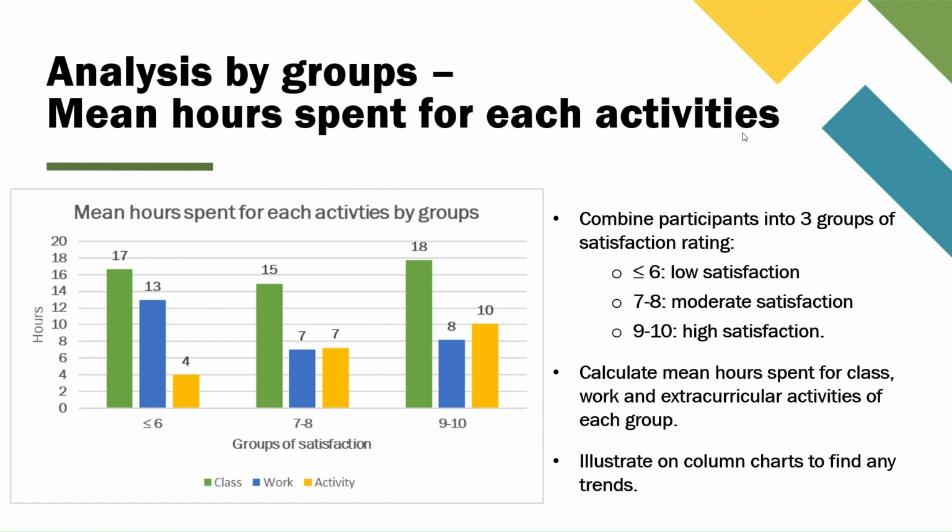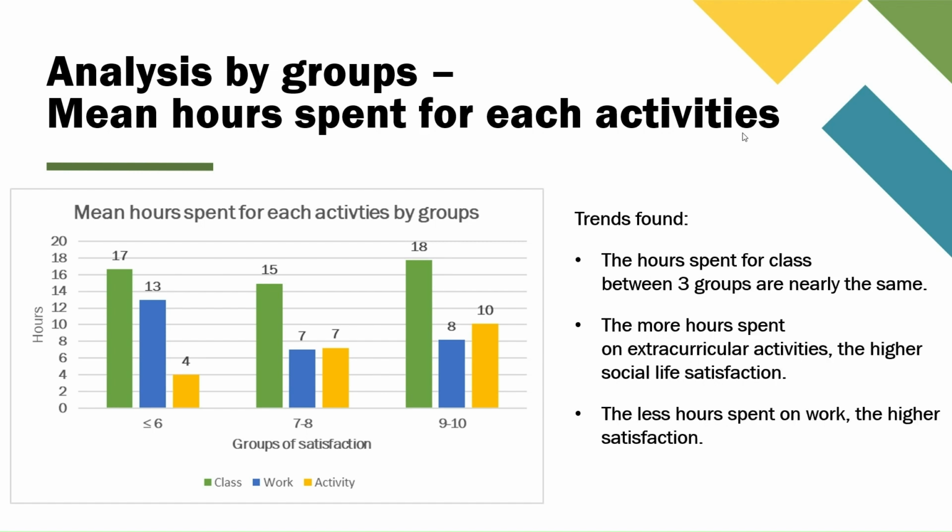The second step, we calculated the mean hours each group spent for each activity. And last step, we illustrated all of them on the column chart and see if there's any trend. Now let's have a look at our chart. You can see that the three green columns represent the mean hours spent in class by the three groups. As you can see, these hours are nearly the same, ranging from 15 to 18 hours per week.